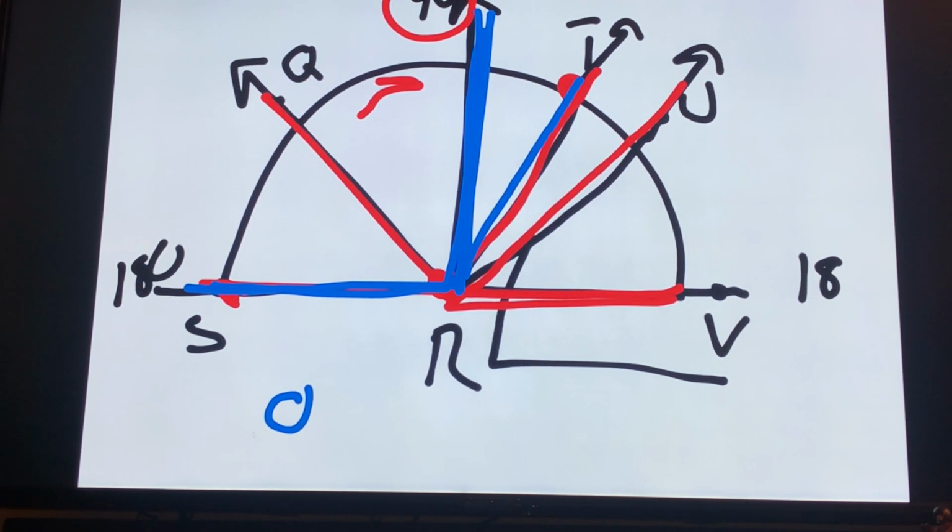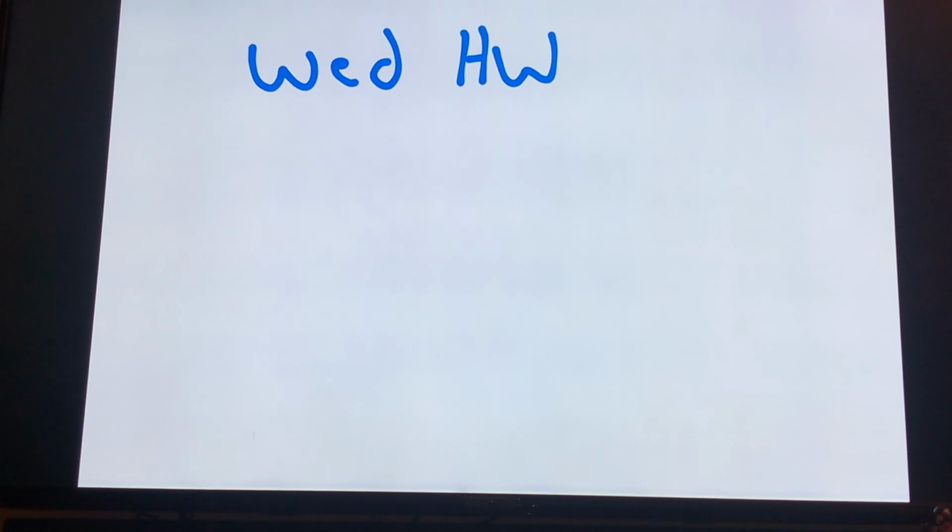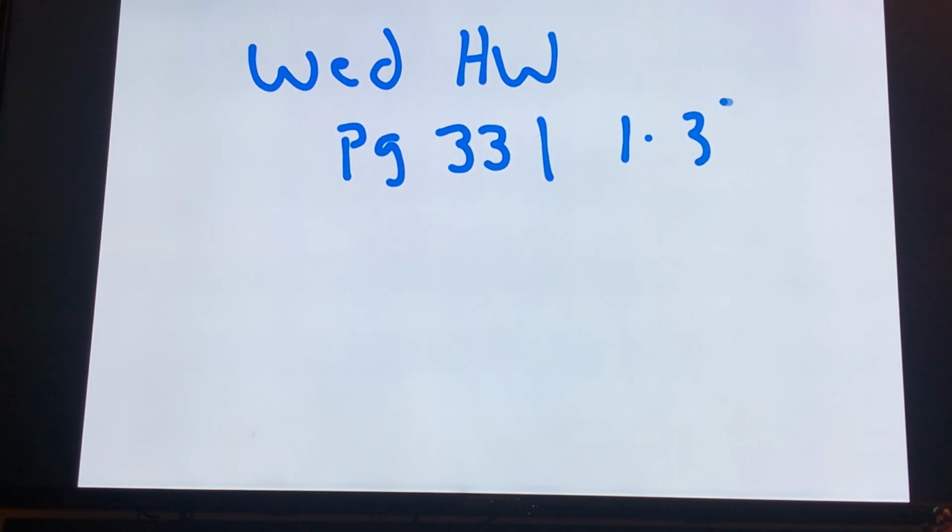So it looks like your homework is going to be 8.1 on page 331, and it will be 1 through 33 odd. 1 through 33 odd. And also for tomorrow, I'll go ahead and write all this down so we can see it. So for Wednesday, homework is going to be page 331, 1 through 33 odd.